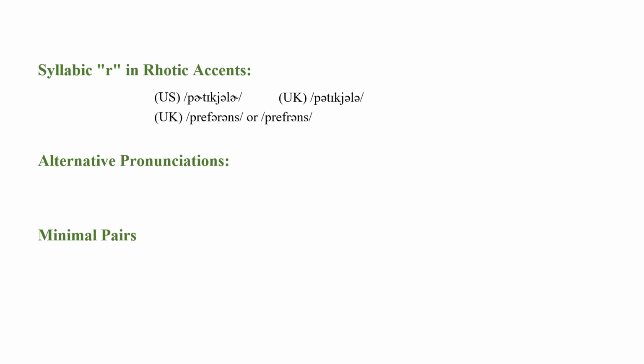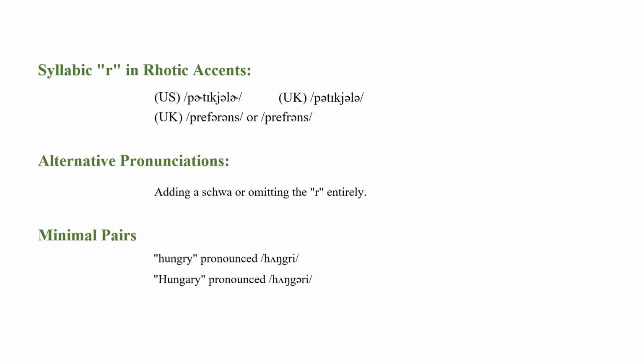Alternative pronunciations. In most cases where syllabic R occurs, there are alternative pronunciations where the R does not become syllabic, such as adding a schwa or omitting the R entirely. Minimal pairs. There are a few minimal pairs, words that only differ by one sound, where the presence or absence of a syllabic R affects meaning. One example is hungry, pronounced Hungary, pronounced Hungary. In these cases, the presence or absence of the syllabic R can distinguish between the two words.